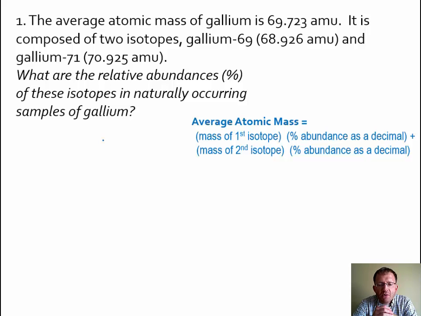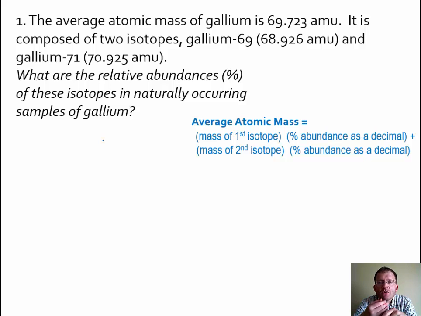It says it is composed of two isotopes, gallium-69 with a mass of 68.926 AMUs, and gallium-71 with a mass of 70.925 AMUs. Now, you might notice here for the first time that our AMU masses of these isotopes are no longer whole numbers. It's an important thing to notice. We'll have an explanation posted in your next video as to why the masses of an isotope aren't always simply whole numbers.